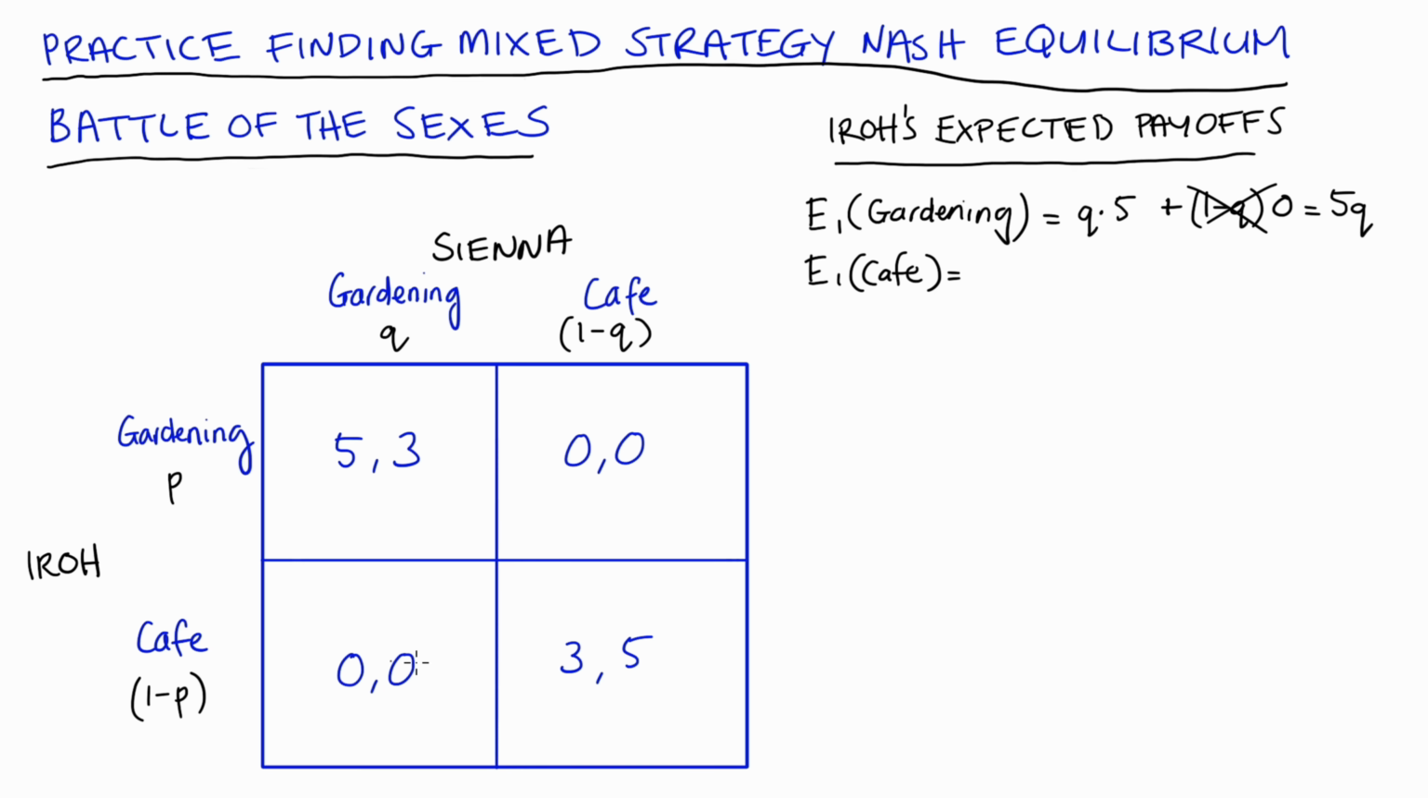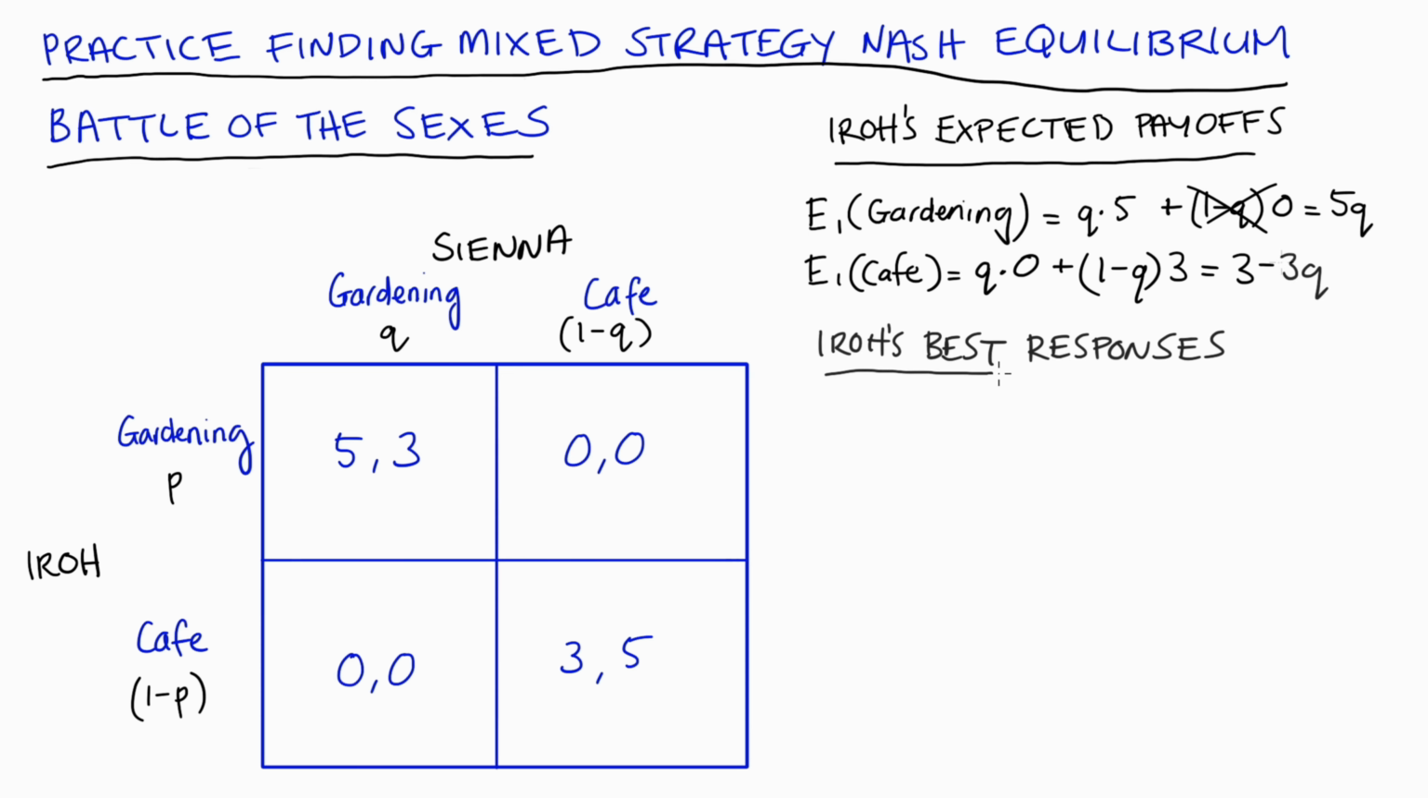We can do the same thing for playing cafe for Iroh. Iroh's expectation is equal to, well, they will be on this row here, and with probability Q, Sienna will play gardening and Iroh will get 0, so Q times 0. And with probability 1 minus Q, Sienna will play cafe and Iroh will get 3. So that all simplifies to 3 minus 3Q.